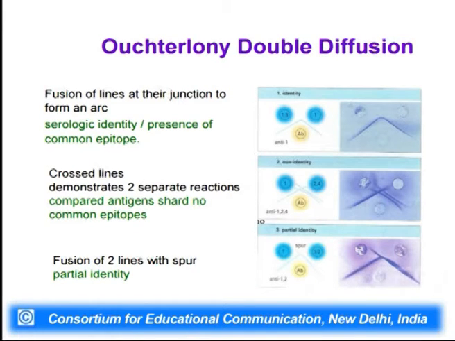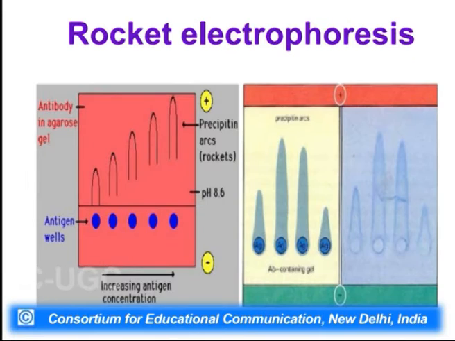So the Ouchterlony double diffusion method is also a commonly used clinical method, whereby we can understand the presence or absence of a particular antibody, and then we can move on to methodologies which are more sensitive and can be quantified in a finer way.